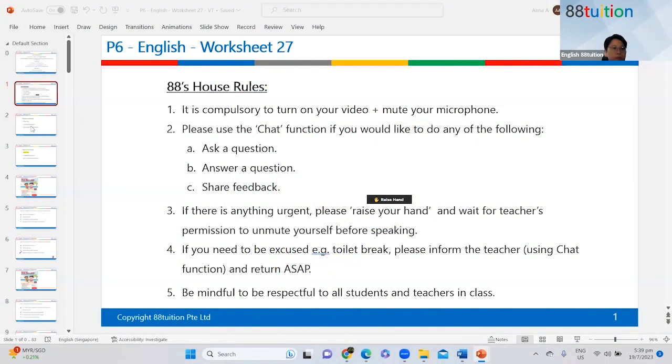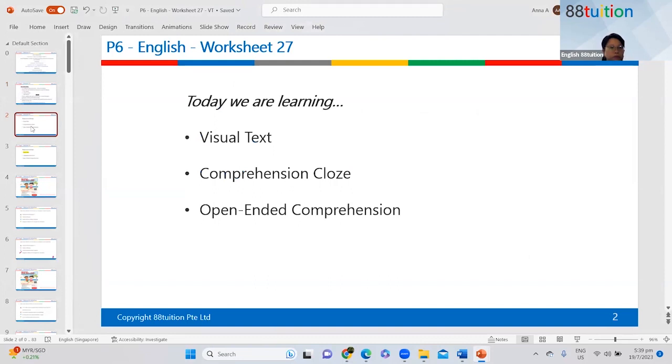So, all right, guys, let's move on. Okay. So next, today we're going to cover visual text comprehension, cloze, and open-ended comprehension. We have done a lot of composition lately. This past few weeks, a lot of composition, right, that we've done. So today we're covering visual text and comprehension cloze.